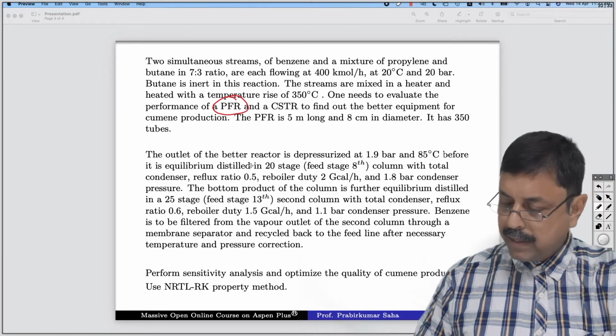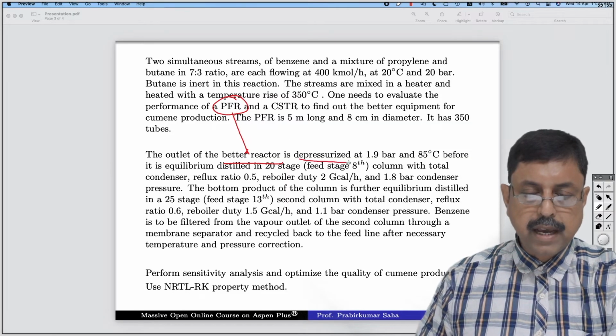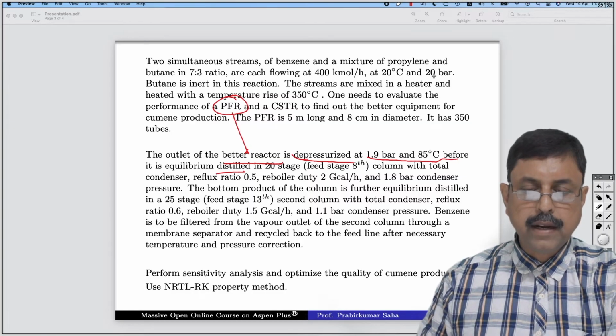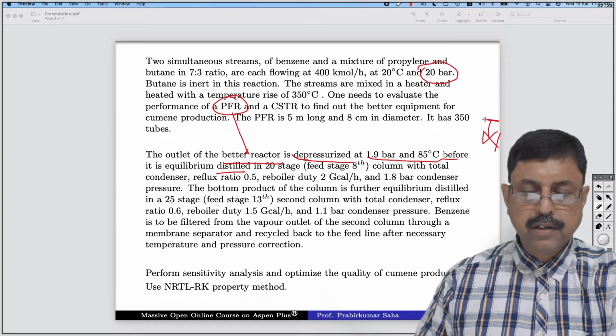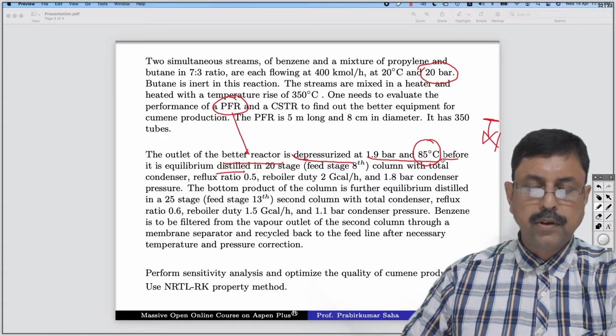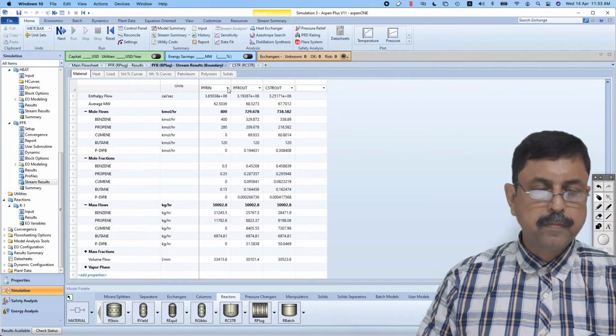So the outlet of the better reactor, in this case it is PFR, is depressurized at 1.9 bar and 85 degrees centigrade before it is equilibrium distilled. So it was operating at 20 bar pressure. So we can use a valve for depressurization, or directly we can depressurize into a heater also, or cooler, that will serve the purpose. So let us go over here.